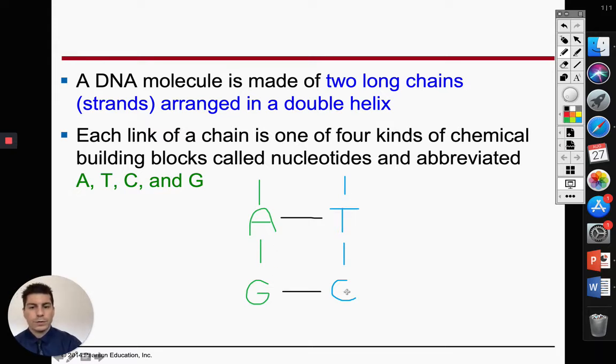We have one strand here. If we had a T here, it'd be an A here. If we had a C here, we'd have a G on the other side. It's just the opposite.